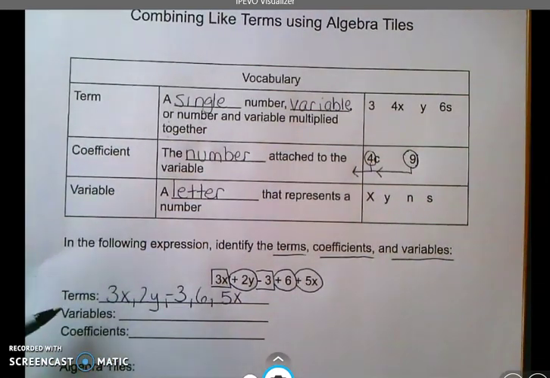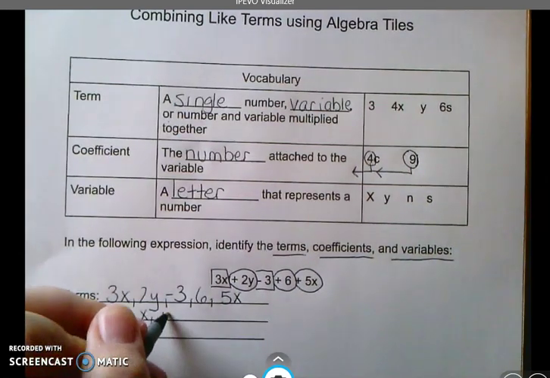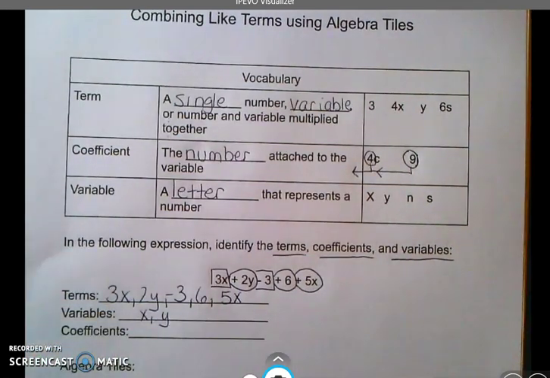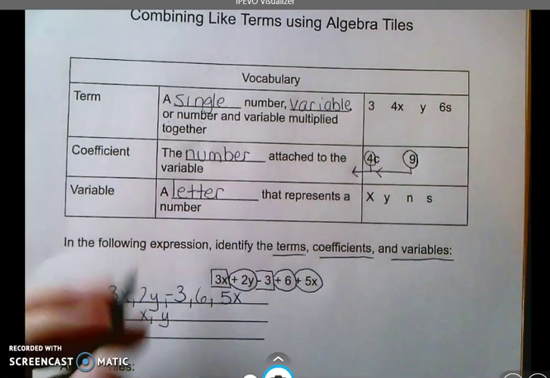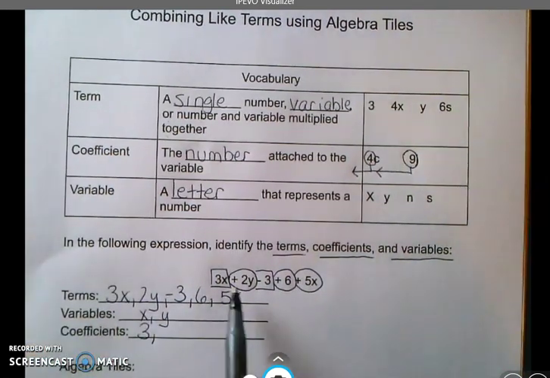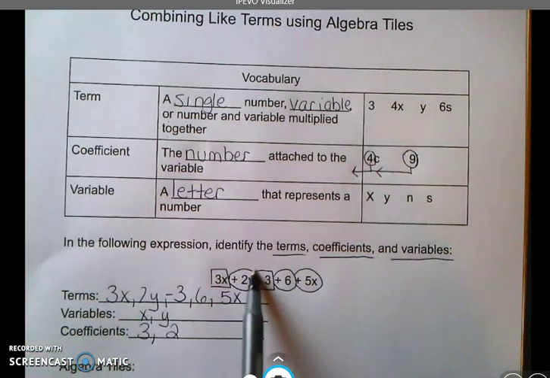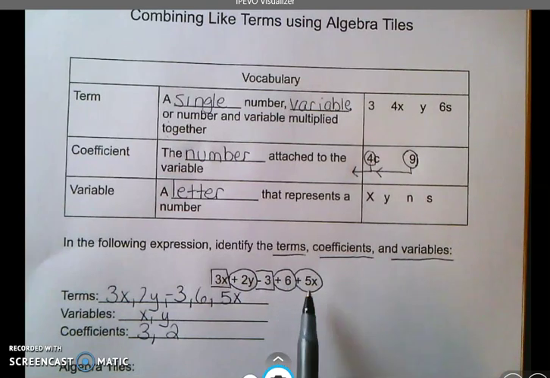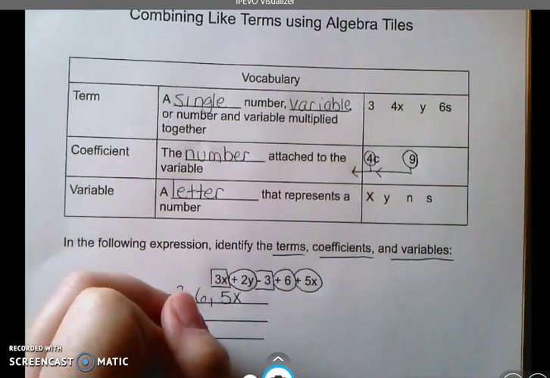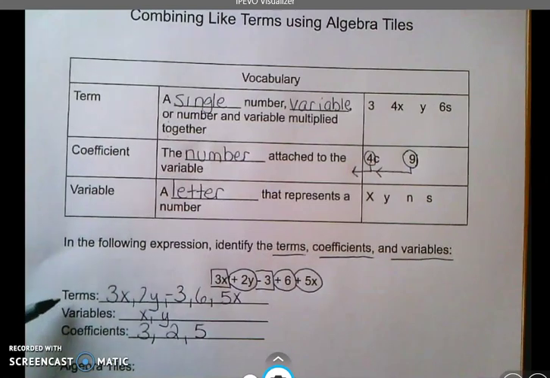The variables are just my letters. So x and y are my variables, and my coefficients are the numbers next to a letter. So 3 is a coefficient, 2 is a coefficient, negative 3 is not because it's not next to a letter. Same thing with 6, but 5 is. So those are my terms, variables, and coefficients.